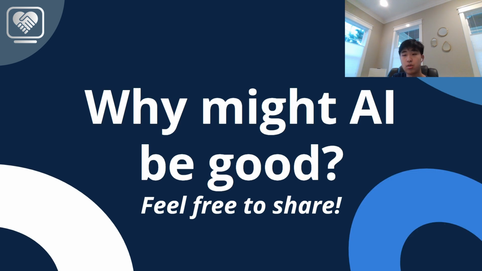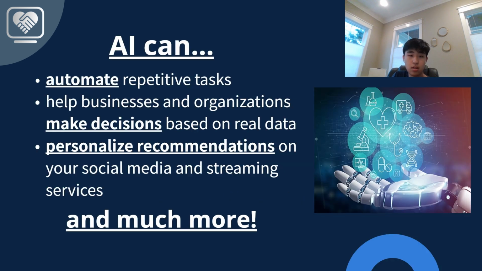So for those of you watching, although there are some negatives to AI, if you want to consider some of the ways that AI can be beneficial as well. Here's just a summary of some of the tasks of AI. It can automate repetitive tasks, help businesses and organizations make decisions based on real data, provide personalized recommendations on your social media and streaming services, and a lot more. And it's still growing as we speak.